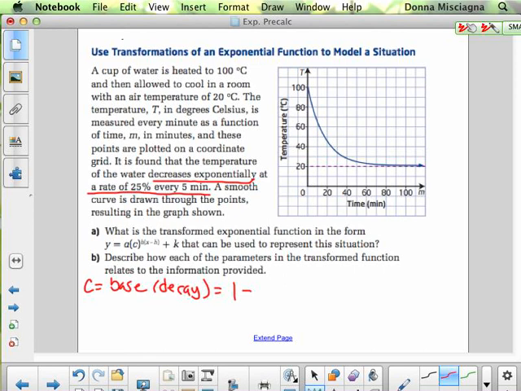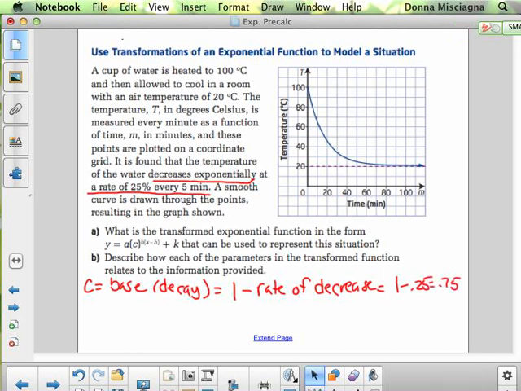So to find our base, we're going to take 1 minus our rate of decrease. Our rate of decrease is 25%. So we have 1 minus 0.25, which is 0.75. You can write it as either 3/4 or 0.75. Since I don't have any more space over there, let's just keep it 0.75.